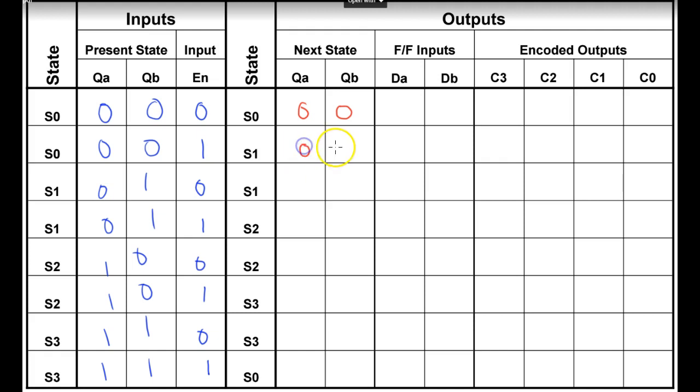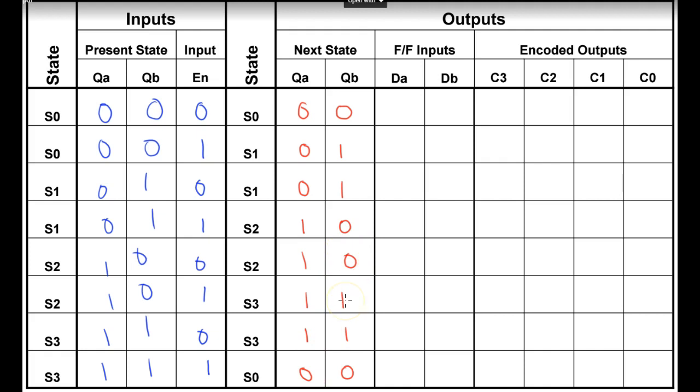We want our QA and QB to be 1. In state 1, if we don't press it, we're going to stay the same. And in state 1, if we do press it, we're going to move to the next state. I think you can see the pattern that develops here. Finally, when we get to the end, we're in state 3 and we press that enable button, we're going to move back to state 0. So we're going around in a circle there.